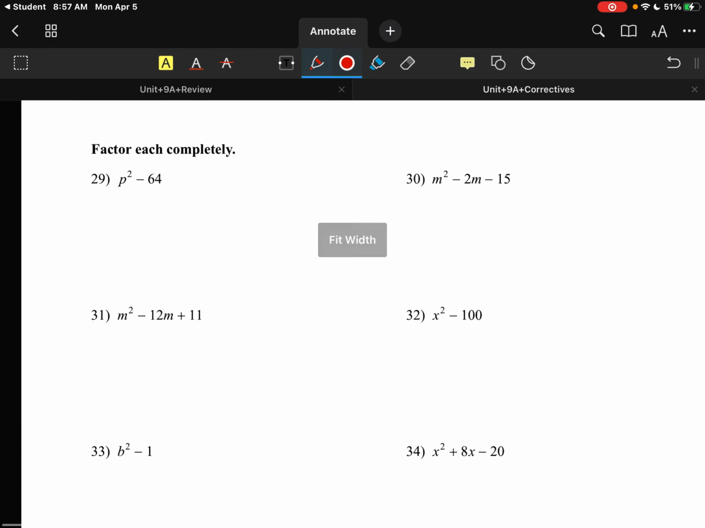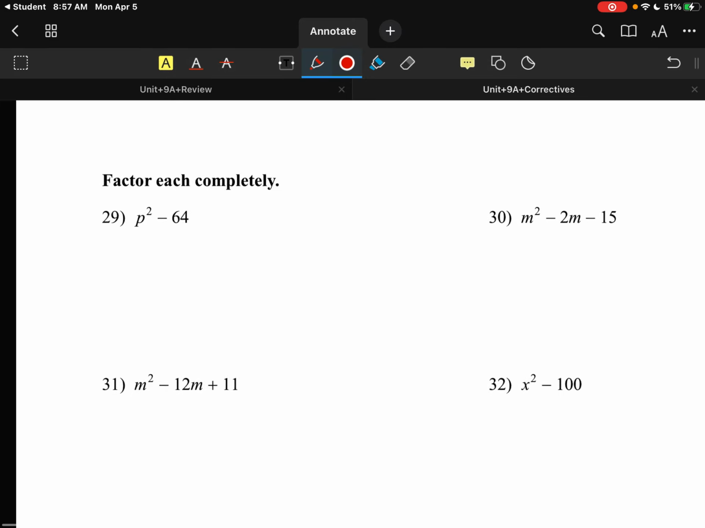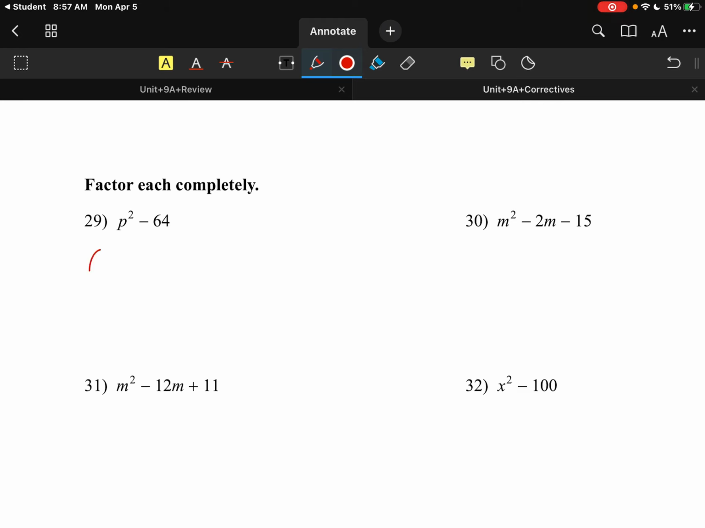Okay? And then factoring, remember our new thing was difference of two squares. So you have the two sets of parentheses. You have the variable p here, and you just take the square root of the last term. So 64 is 8, and you make one positive, one negative, and you're done.